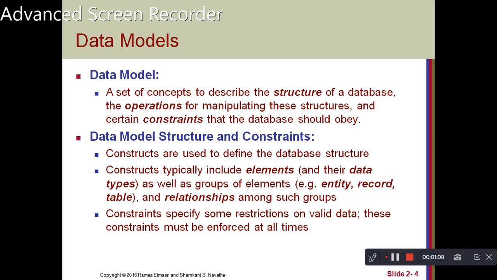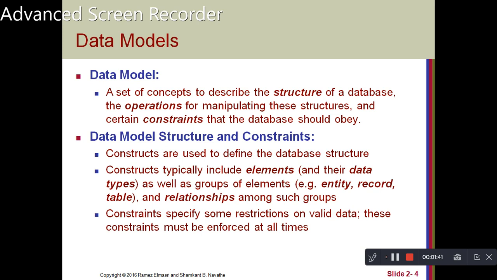A data model is a set of concepts to describe the structure of a database, the operations for manipulating the structures, and certain constraints that the database should obey. These three things are important: the set of concepts that describe the structure, the constraints the database must obey, and the operations for manipulating the structures.